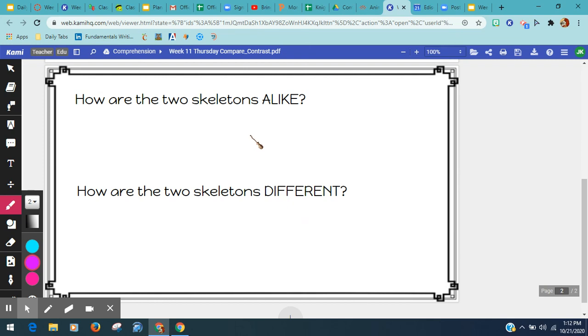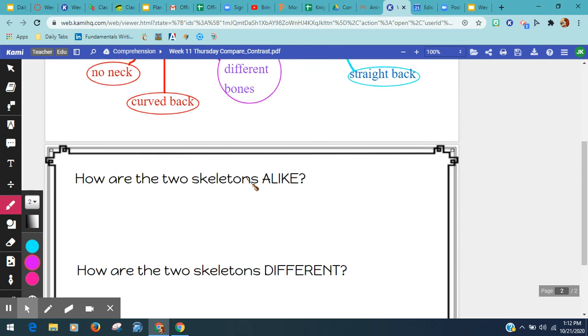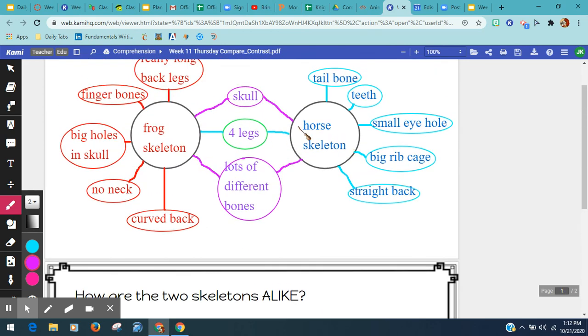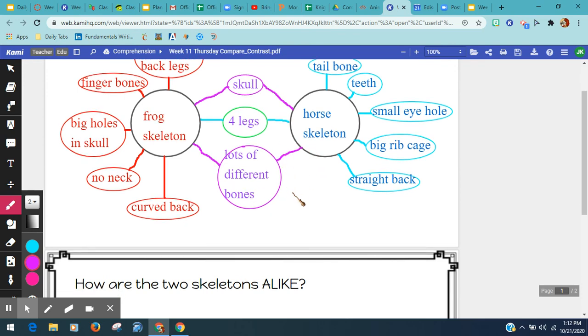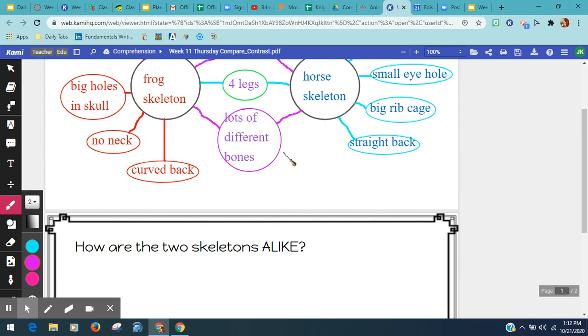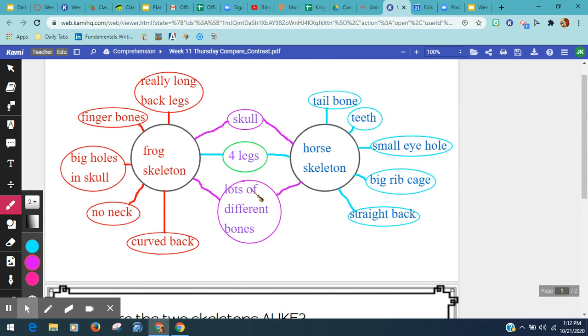One of the things that I noticed when you guys have been making your sentences is some of you are telling me all the ways that they're alike. And you're saying stuff like, the frog and the horse both have a skull, they have four legs, they have lots of different bones. Stop right there. Boys and girls, when you're going to tell me how two things are alike, just pick one idea off the map. Let's say they both have four legs. I'm not going to try to make a sentence with all three of them. No, no, no. Just choose one. We're going to choose four legs, and we're going to turn this into a sentence.